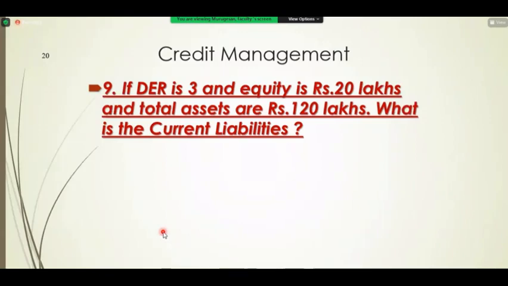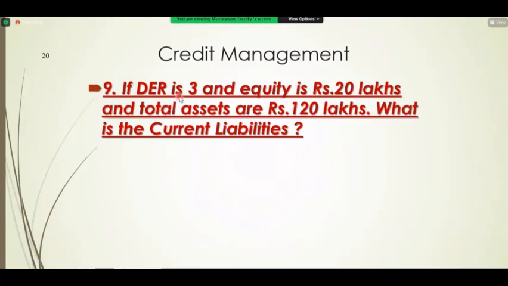Indirect data. Debt equity ratio is 3. Equity is 20 lakhs. Equity means owned funds are 20 lakhs. Debt equity ratio 3. Total assets are 120. What is the current liability? My God. One more question. Now, from the given data, you have to interpret. You have to become a James Bond.